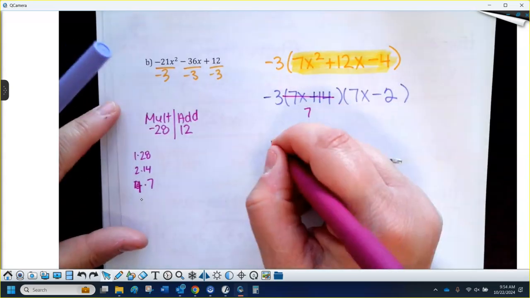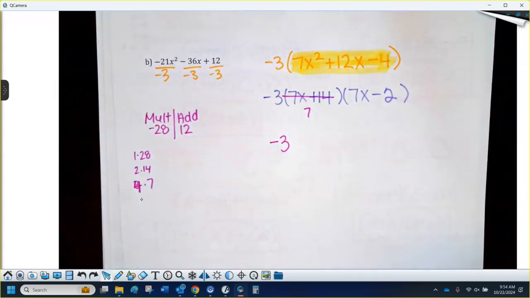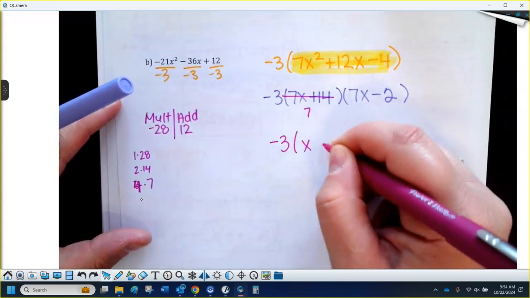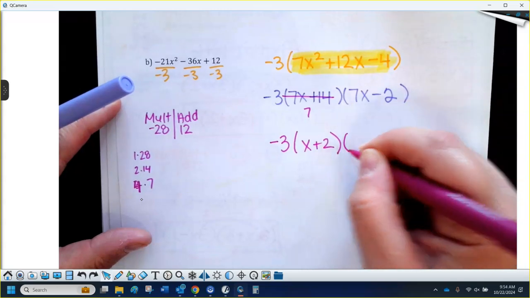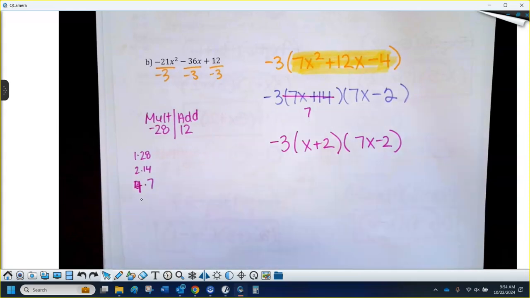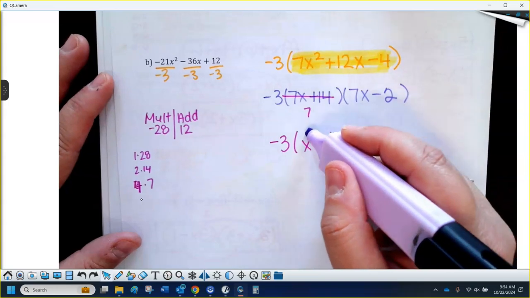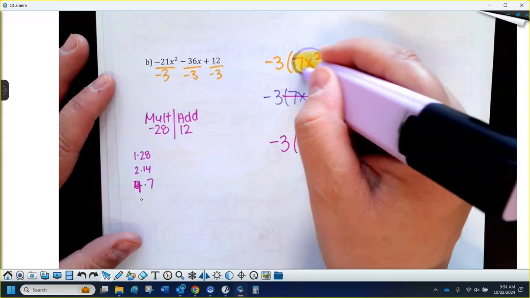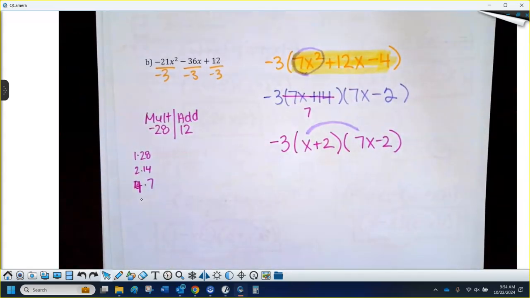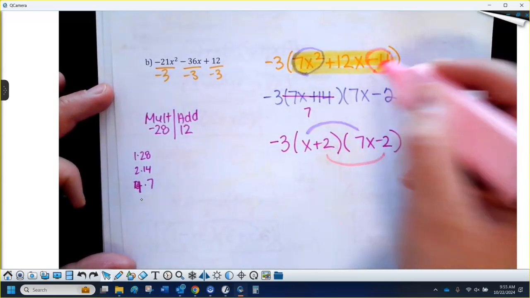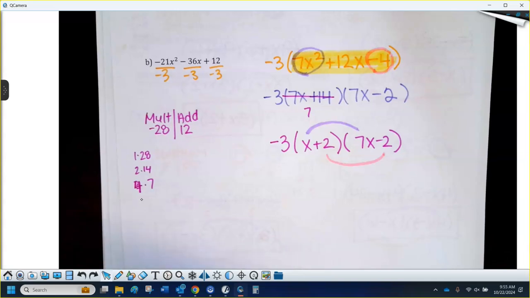My actual answer to this question, you do need that greatest common factor that we pulled out in front, that negative 3. One of the factors should just be x plus 2. The other one, the 7x minus 2, that was the real factor because those don't have anything in common. And again, just real quick, as a favor, just spot check this. So if you multiply the two first terms together, x times 7x, that should give you that first term there, which is 7x squared. The last two, positive 2 times negative 2, should give you the last term in that quadratic, which is negative 4.